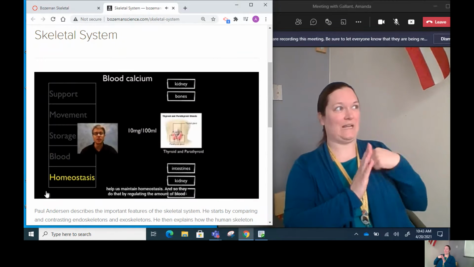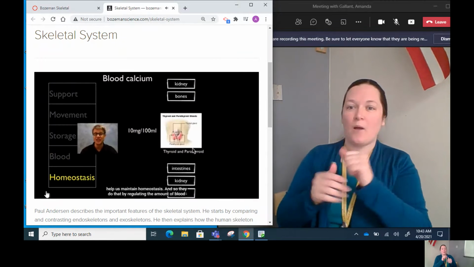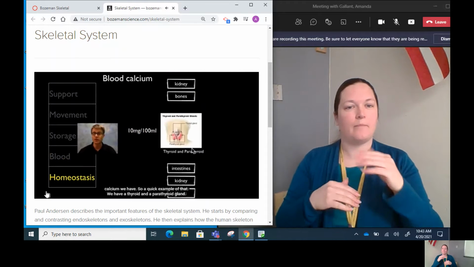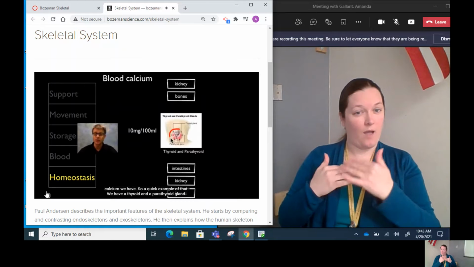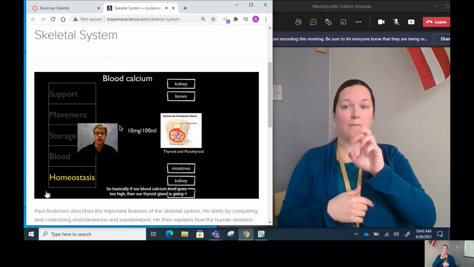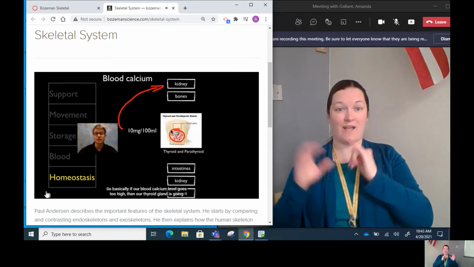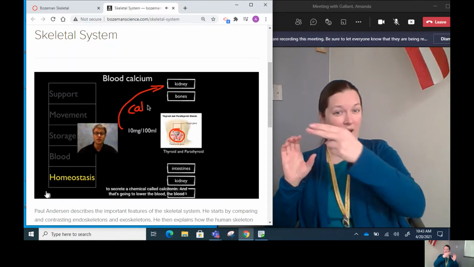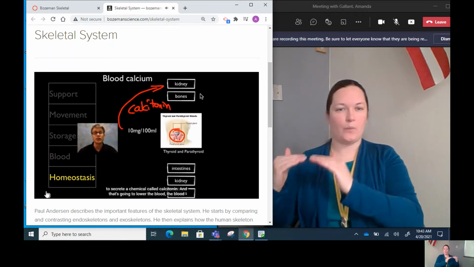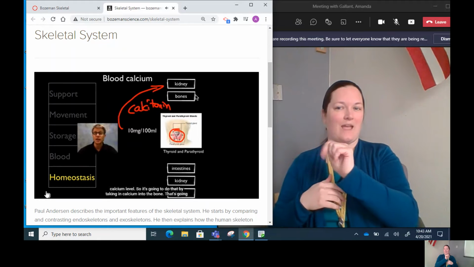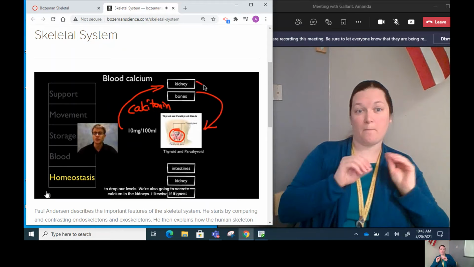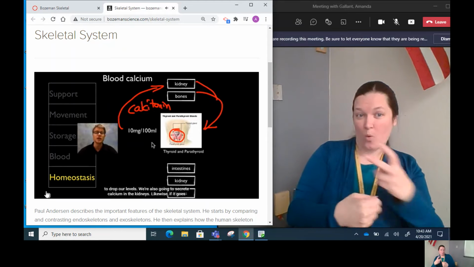Last thing that they do is they help us maintain homeostasis. And so they do that by regulating the amount of blood calcium we have. So a quick example of that, we have a thyroid and a parathyroid gland. So basically, if our blood calcium level goes too high, then our thyroid gland is going to secrete a chemical called calcitonin. And that's going to lower the blood calcium level. So it's going to do that by taking calcium into the bone. That's going to drop our levels. We're also going to secrete calcium in the kidneys.